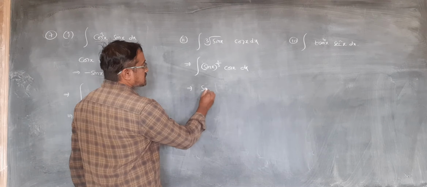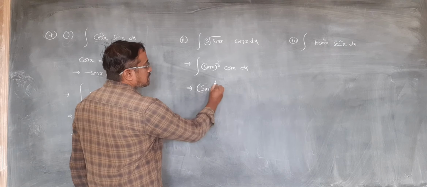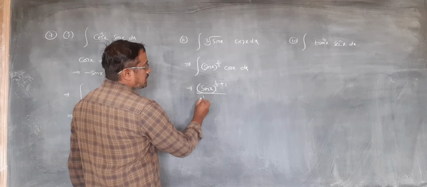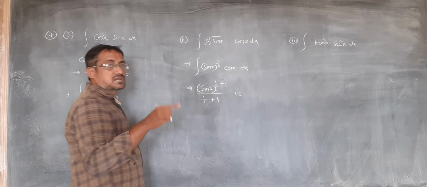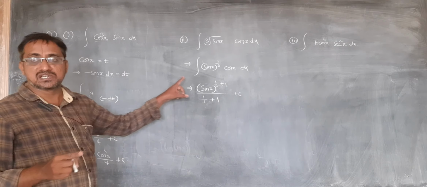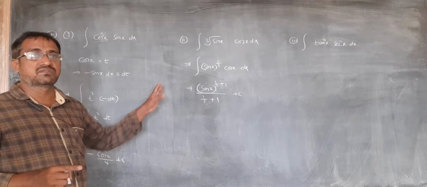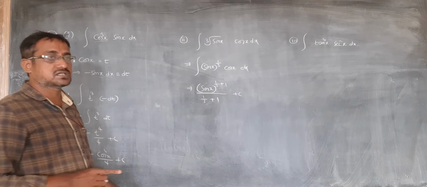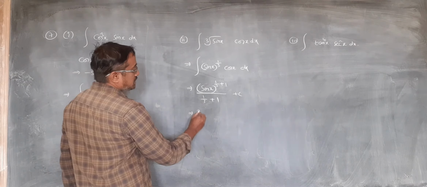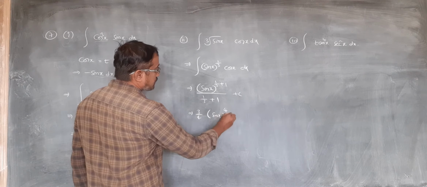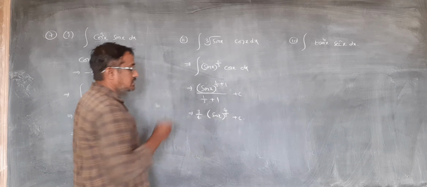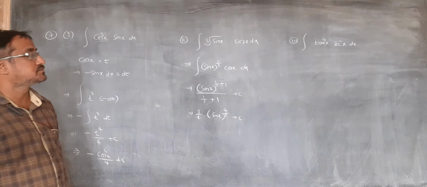So that will be sin x whole power 1 by 3 plus 1 by 3 plus 1 plus c. But from an examination point of view, you need to mention the formula at least. Mention the formula and you can directly write that answer. So you will get 3 by 4 into sin x whole power 4 by 3 plus c, that is the result.